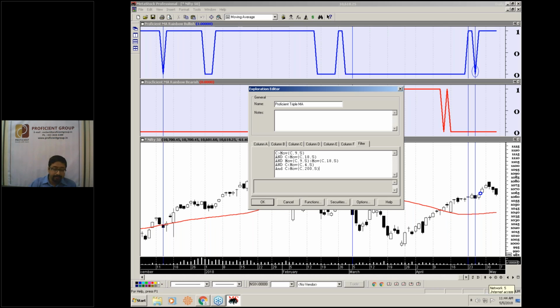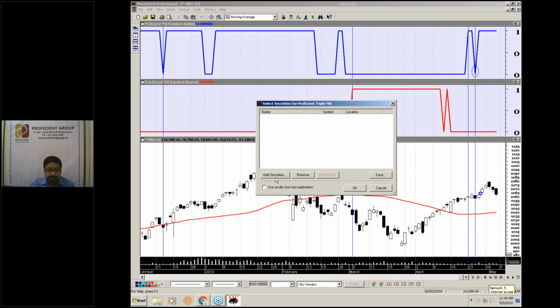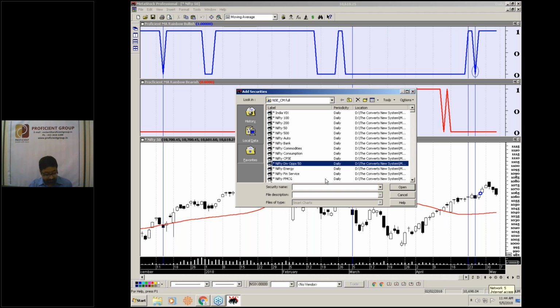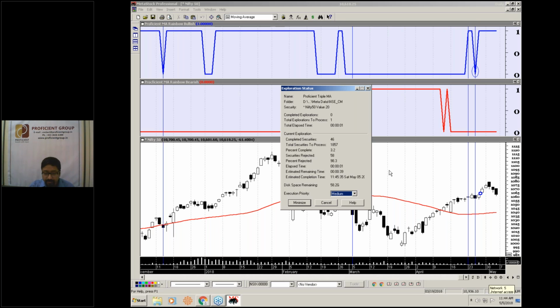So that concludes my programming, and I want to run this exploration. Let's see what kind of stocks come up. This is how I'm defining my universe of stocks, and here I'm running my exploration. Okay, so I'm getting 96% rejection, 95% rejection. That means 4 or 5% of stocks are actually meeting the criteria that I have mentioned. Okay, let it calculate.